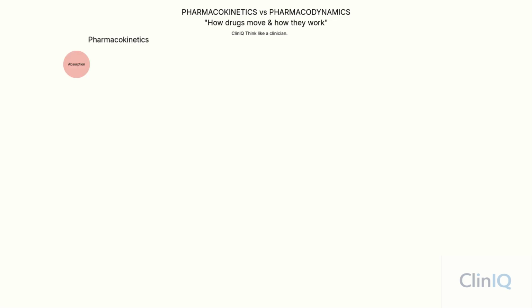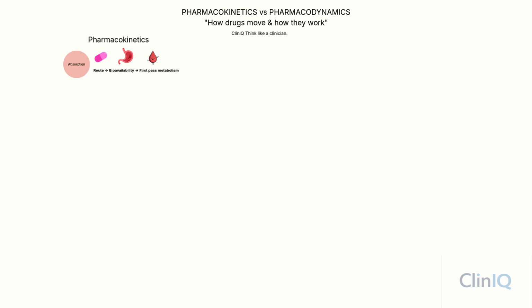So we'll start with pharmacokinetics, which looks at how the drug moves around the body. And the first component of that is absorption. Absorption looks at how the drug gets into the bloodstream. And the first thing that influences this is the route of administration. There are many different ways to administer medications, and the chosen route is going to impact your absorption.